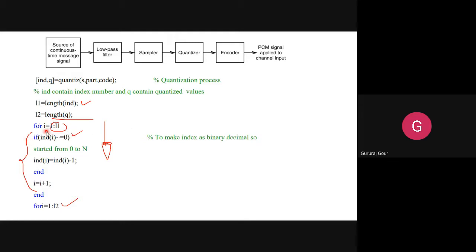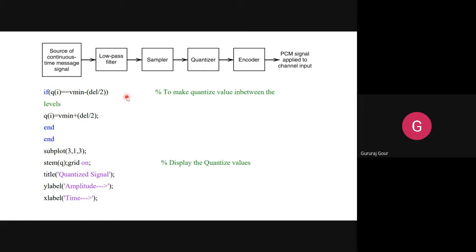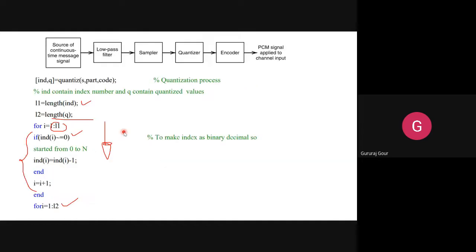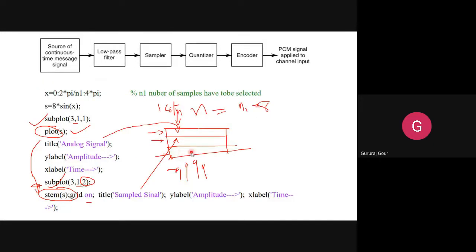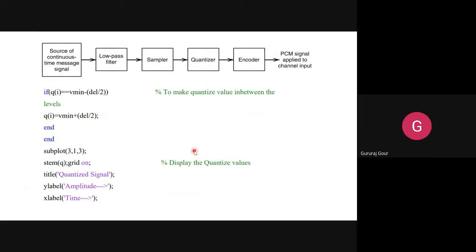One outer loop for I equal to 1 to L1, that is with respect to index. That takes care of traversing each position one by one, starting from 0 to n. In the second loop inside that one, we take care that we don't have any negative values; that will be compensated with the positive value V minimum plus del by 2. Then we plot in the third position. Here you display your quantized signal, that is Q. That is going to display your quantized values. So that is the output of the quantizer.